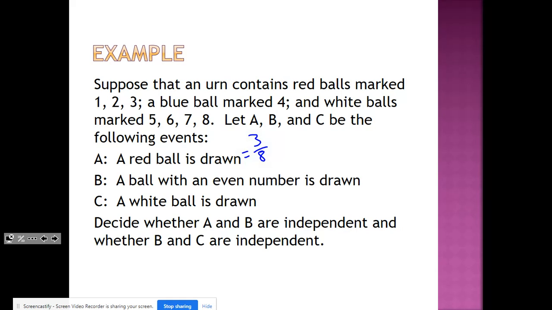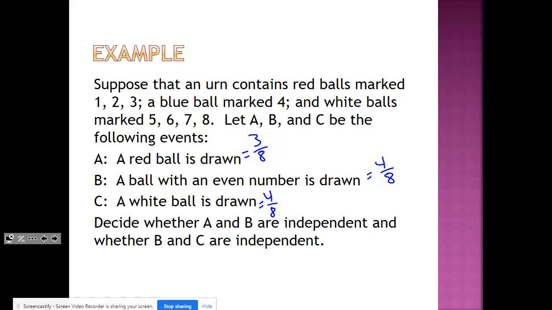Okay, the second one, probability that an even number is drawn. So I have 1, 2, 3, 4 evens out of 8. So 4 out of 8. Probability a white ball is drawn. So I have 4 white balls, so 4 out of 8. So now we want to decide, are A and B independent, and then are B and C independent?